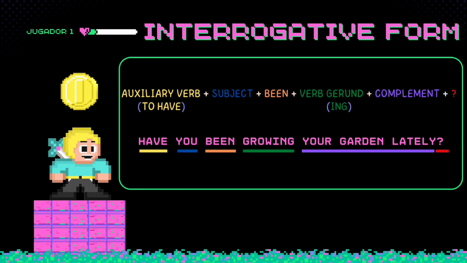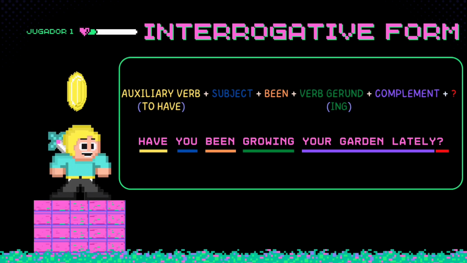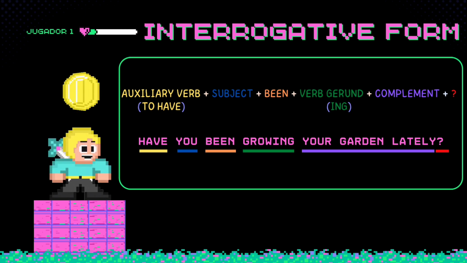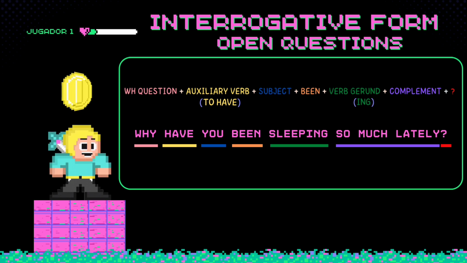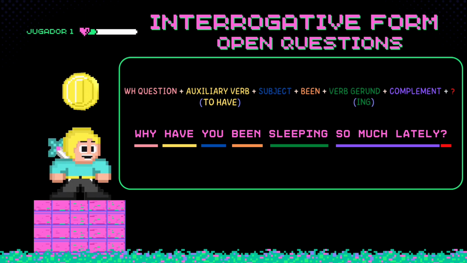In the interrogative form, the structure is auxiliary verb to have, subject, been, verb in ing gerund, complement, and question mark. Example: have you been growing your garden lately? For the open questions, we need to use the WH question word, auxiliary verb to have, subject, been, verb in ing gerund, complement, and question mark. Example: why have you been sleeping so much lately?